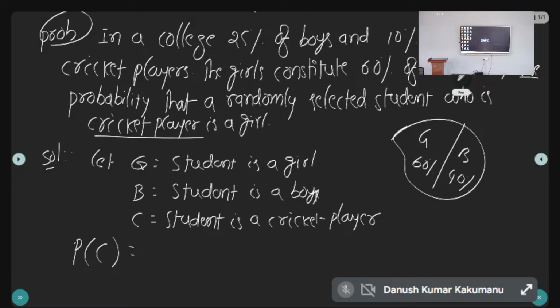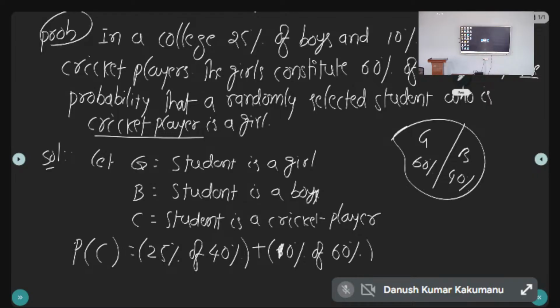Okay. If the student is a boy, what is the percentage? Among the total number of boys, how many are playing cricket? 25%. 25% of how many students, how many boys are there? 40%. Clear or not? R means plus. Next, tell me. 60, that cricket player may be a girl also. Sorry, 10%. 10% of 60%. This is the total cricket playing student probability.